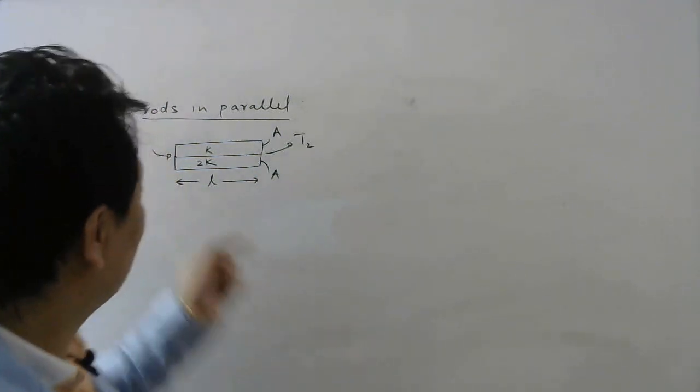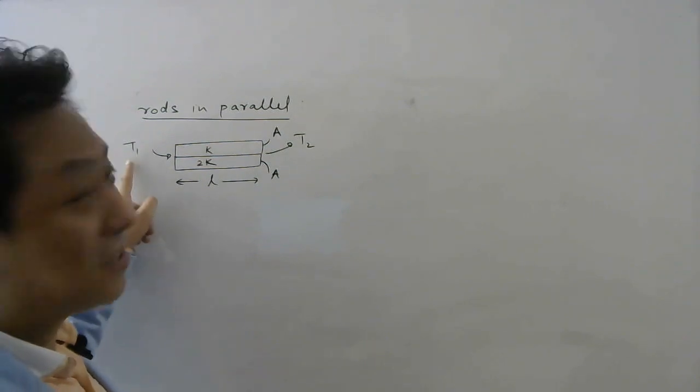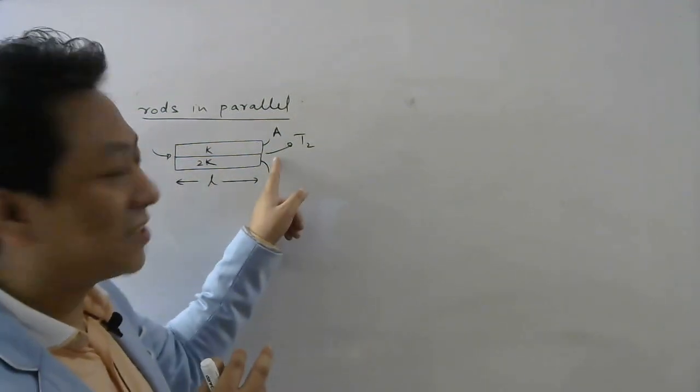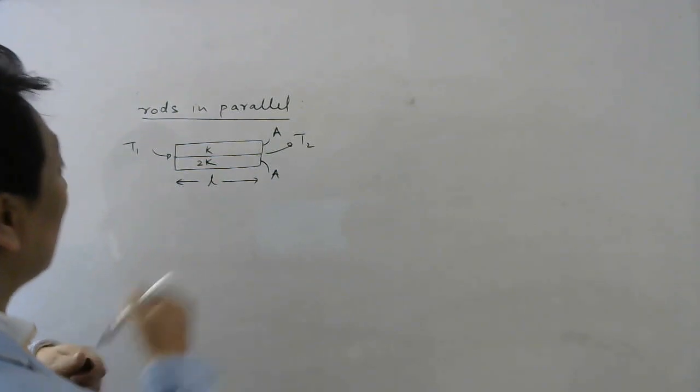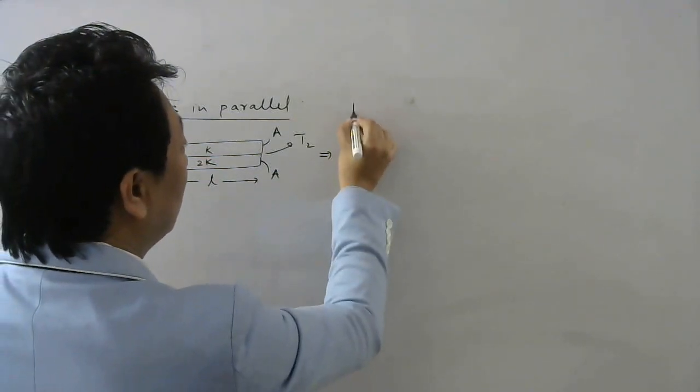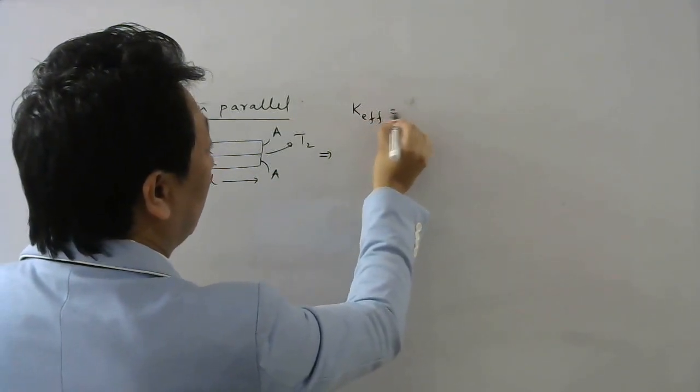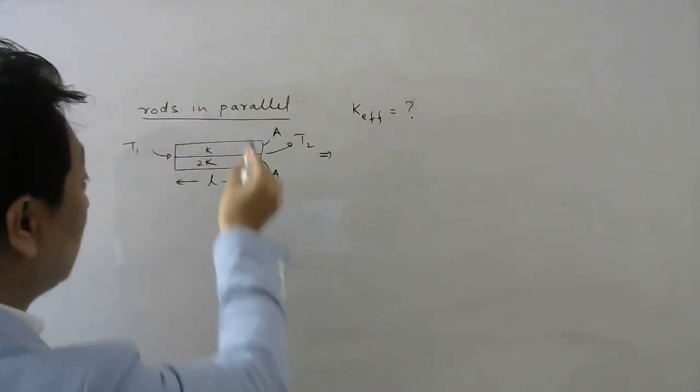What if for the same question the two materials are not in series, but let's say it is in parallel combination, something like this. So, this side is at higher temperature, let's assume this side is at lower temperature.